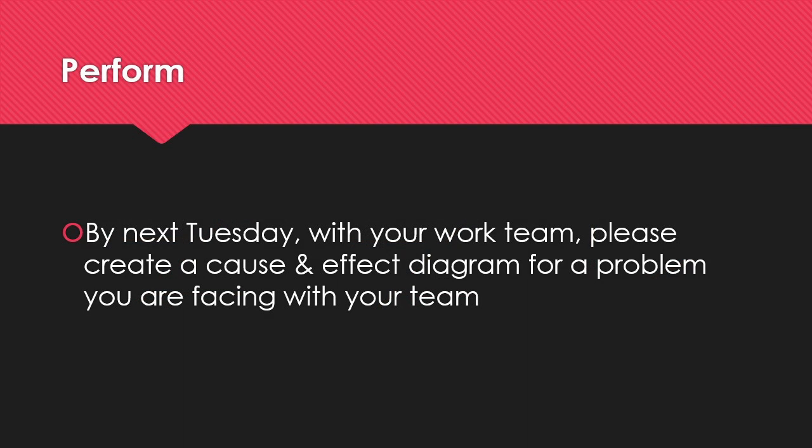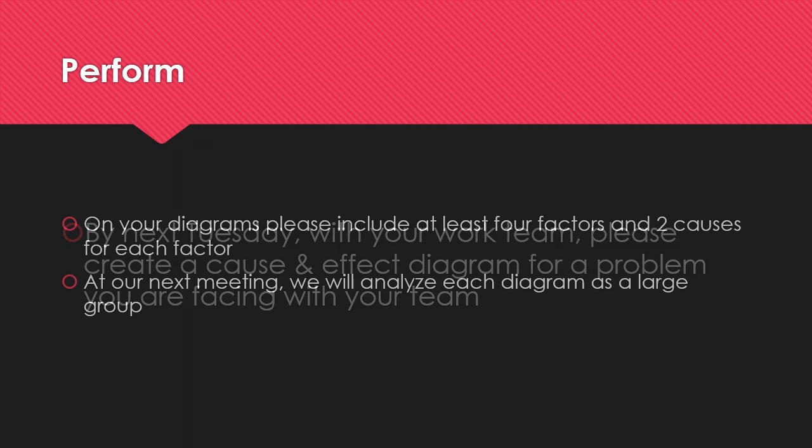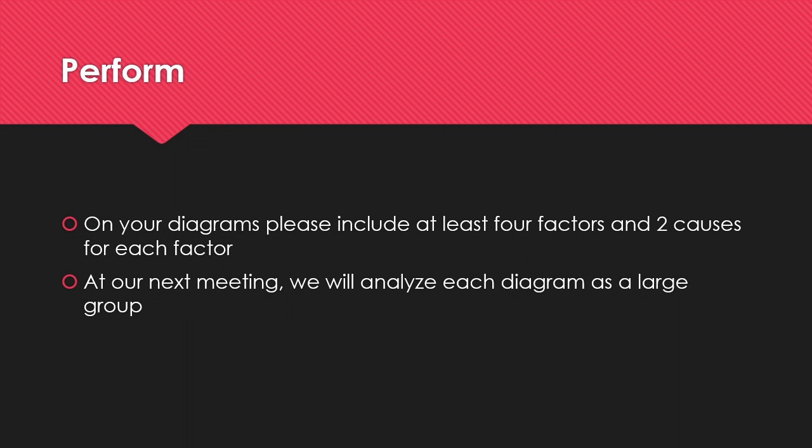Let's perform this skill. So by next Tuesday, with your work team, please create a cause and effect diagram for a problem you are facing with your team. On your diagram, please include at least 4 factors and 2 causes for each factor. Then at our next meeting, we can analyze all of our diagrams as a large group. And hopefully, as a company, we can solve many of our problems.